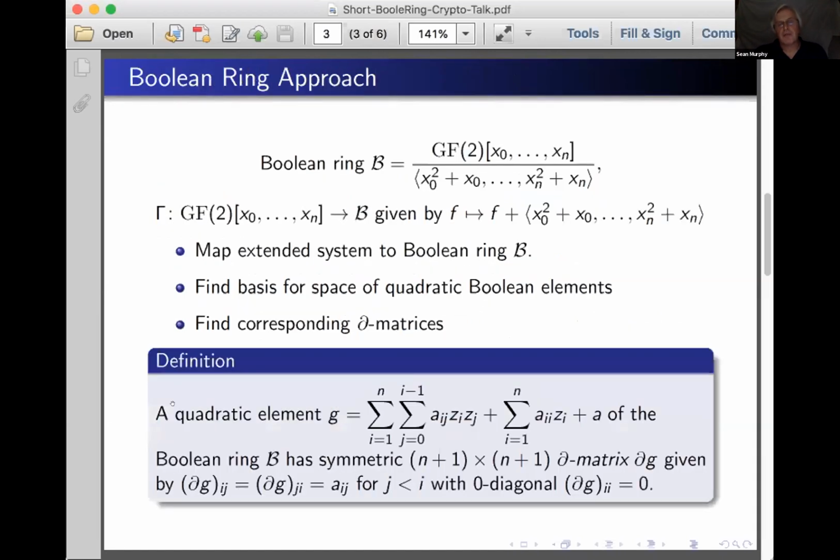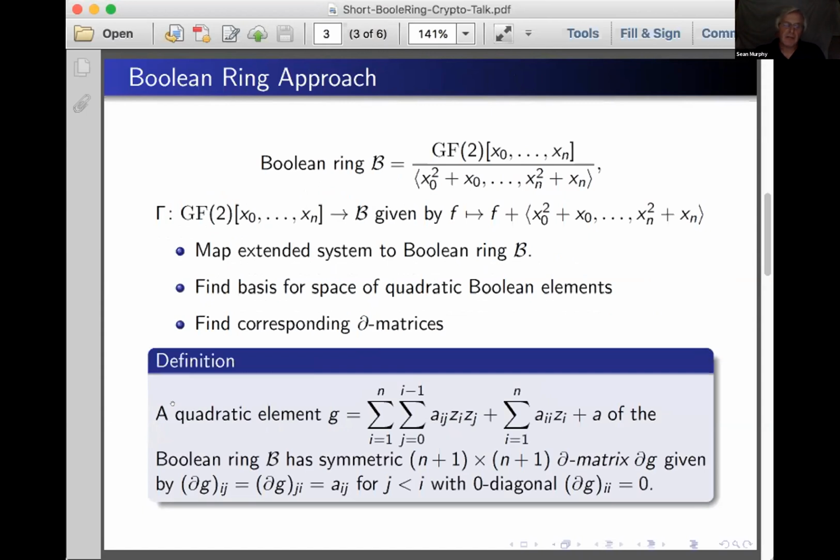So we looked at an approach where we mapped everything down to a quotient ring. Essentially, you can see the ideal of this quotient ring is these field equations. And the idea is we generate the extended systems before we generate higher degree polynomials, but then we map them down to this Boolean ring. So we just have Boolean elements, all satisfying z squared equals z in this Boolean ring.